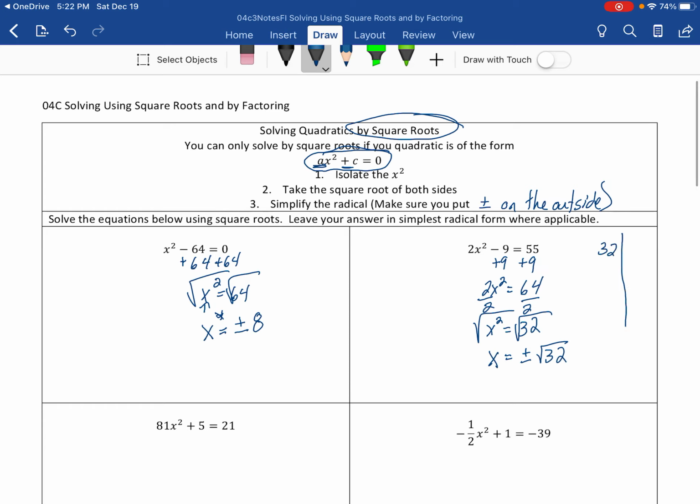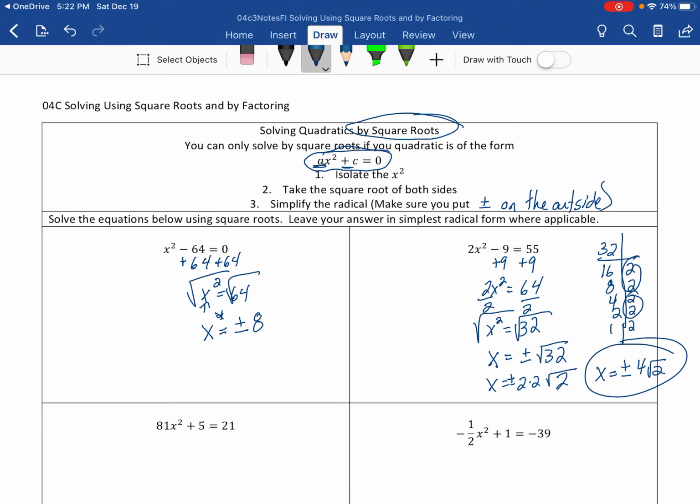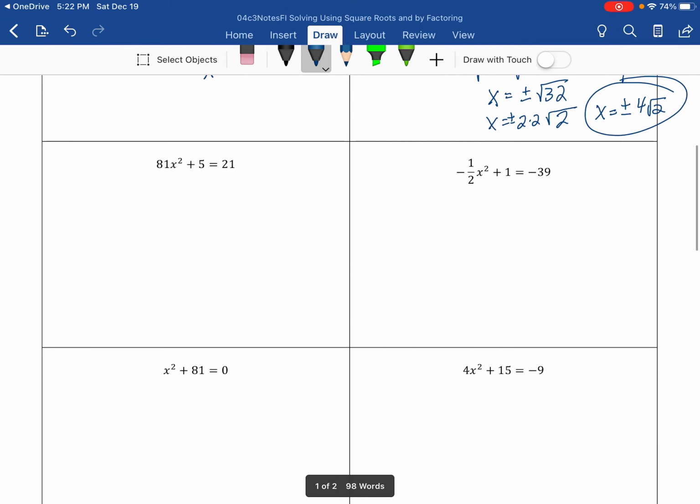Now you need to make sure you simplify the radical. So in this case, 32, if I go through, divided by 2 is 16, divided by 2 is 8, divided by 2 is 4, divided by 2 is 2, divided by 2 is 1. So I know that I'm going to take two 2's out, and I'm left with a 2 on the inside. And so it's going to be x is equal to plus or minus 4 radical 2.